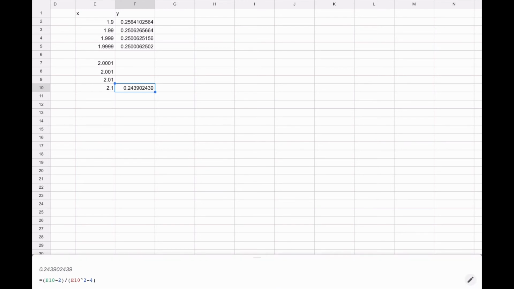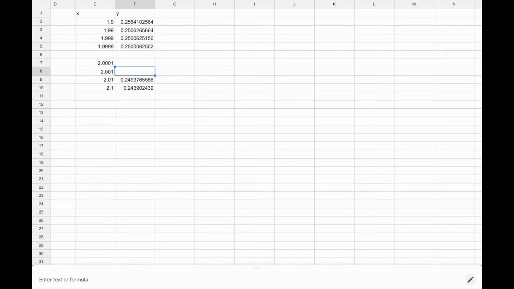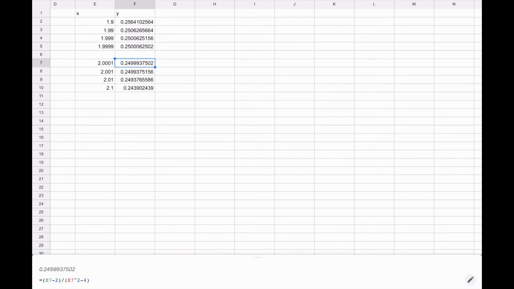So I'm going to start with 2.1. Now here I'm starting with 0.24, so a little bit less than a quarter, and then I'm getting closer to a quarter and closer to a quarter. So here I'm acquiring more 9s after the 0.24, and just looking at these numbers, I can make a somewhat educated guess that the limit at 2 is going to be equal to 0.25.